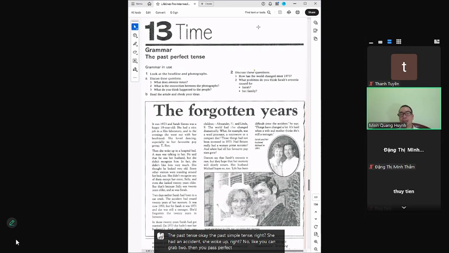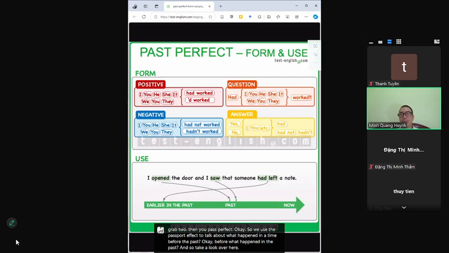So we use the past perfect to talk about what happened in a time before the past. Before what happened in the past. And so take a look over here. You have the past perfect, right? The form of the past perfect is that you use had, and it's the same for every subject, right? Had and then past participle, right?